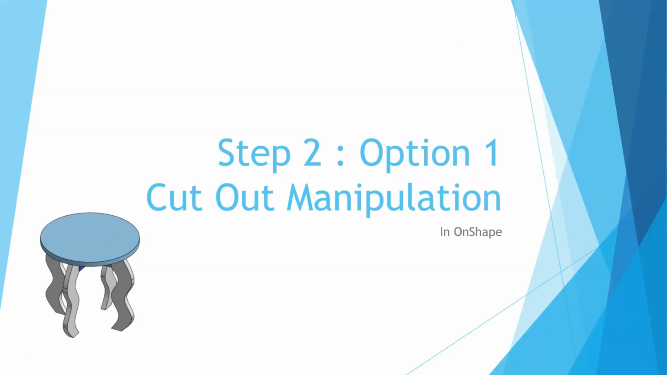We're now up to step 2, option 1. You don't have to complete this option, although you will sort of have to do this anyway. It's what we call cutout manipulation, and you can see here in this diagram that I've got in every slide that we've got a different sort of appearance. We've got a circle cut out on the top, and we've got some wavy legs happening. So let's actually see what we can do in order to create that sort of cutout manipulation in OnShape.